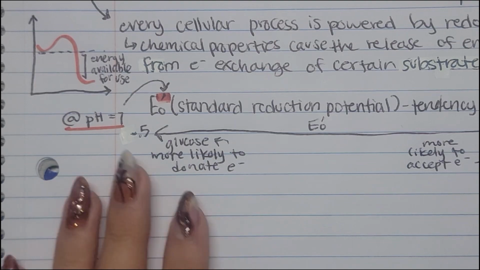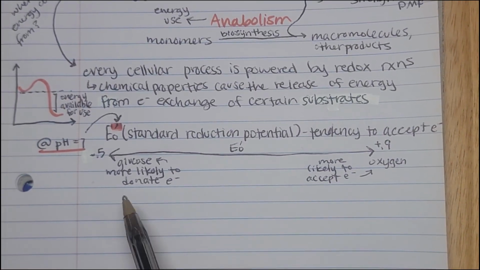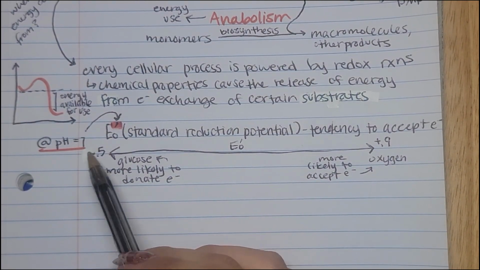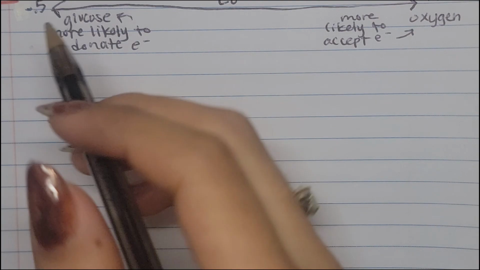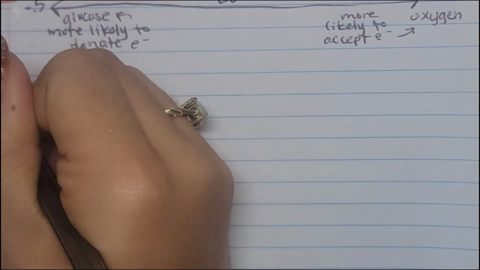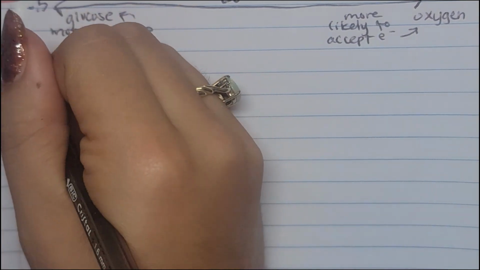So if you're looking up values in a textbook or online, you're going to be using this marker to indicate I want pH 7. So if we have a redox reaction, we're going to write them as two separate half reactions. We're going to have an oxidation reaction and a reduction reaction.